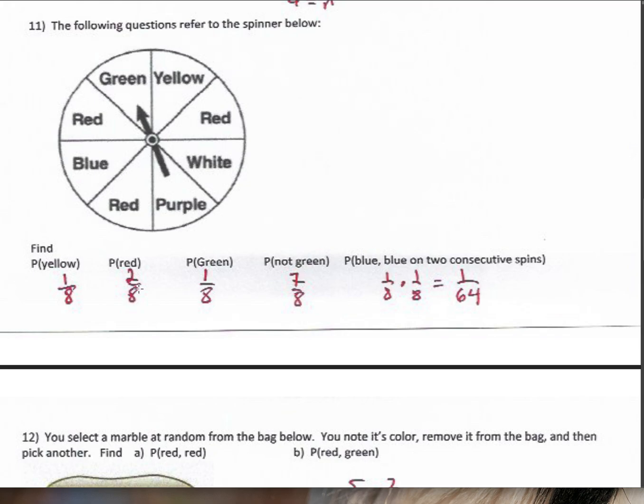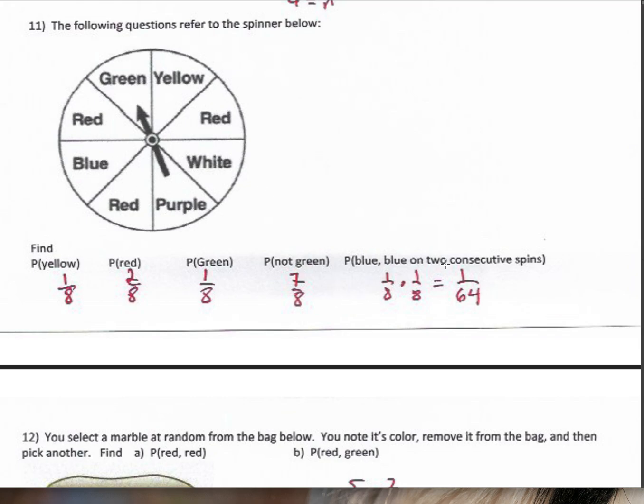It should be 3/8 there. And that's on number 11. Probability of red is 3/8. Okay. In green, I just didn't see one of them. Green is 1/8, and not green. Well, if 1 out of the 8 is green, then 7 out of the 8 are not green.